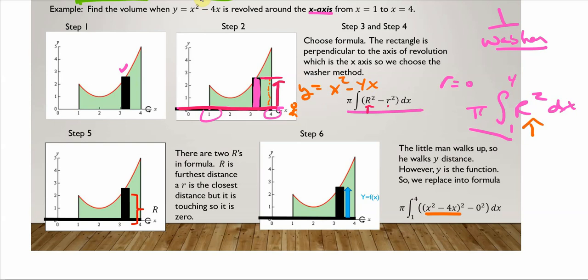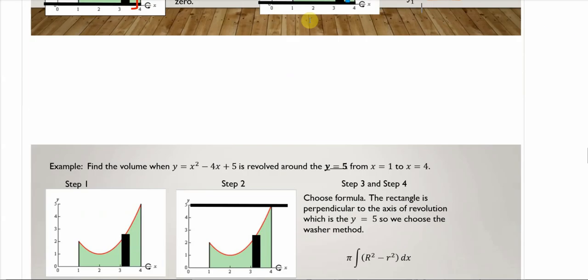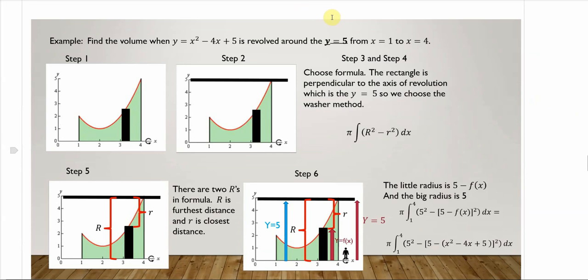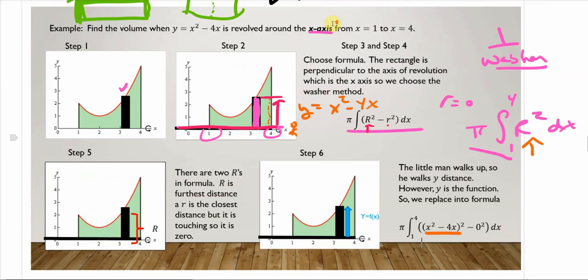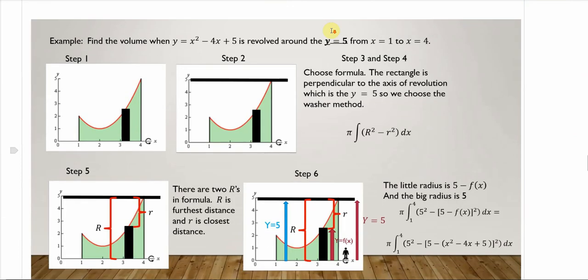Okay, so now I'm going to do the exact same problem, but I'm going to be changing the axis of revolution. So this was the x-axis. Well, I changed the function here also. In the second scenario, they want you to revolve it around the line y equals 5.